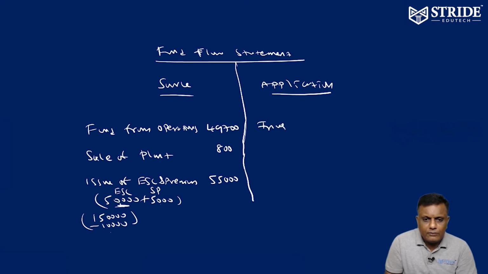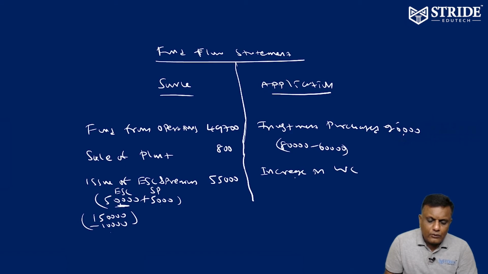Similarly here, investment purchased. That is equivalent to opening investment 60,000, closing investment 80,000. So 80,000 minus 60,000 is 20,000 investment purchased. Next, increase in working capital. That we have already put on the application side. So increase in working capital is 41,000. See, we already prepared it: increase in working capital 41,000.